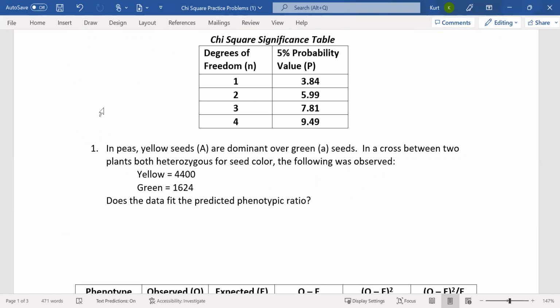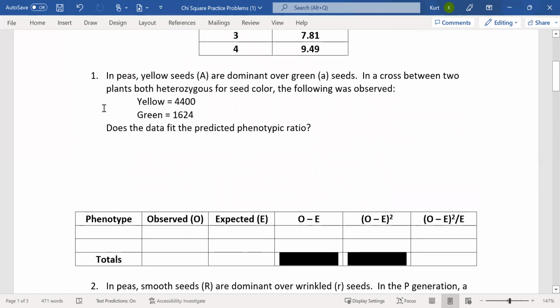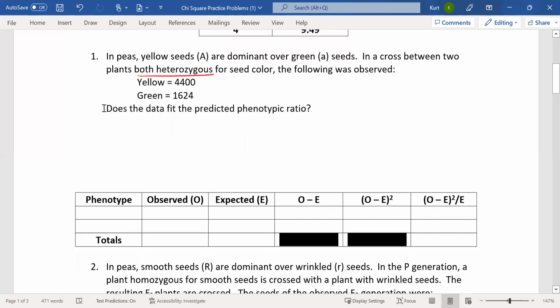1 and 2 are kind of like the warm-up problem I gave you yesterday. In pea plants, yellow seeds are dominant over green seeds. In a cross between two plants, both heterozygous for seed color, the following was observed. All right, so let's write down some of the stuff they gave us. We got yellow, 4,400, green, 1624. First question, what is the sum of 4,400 plus 1624?